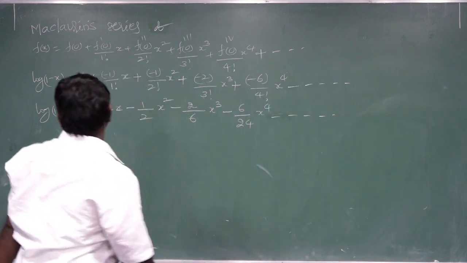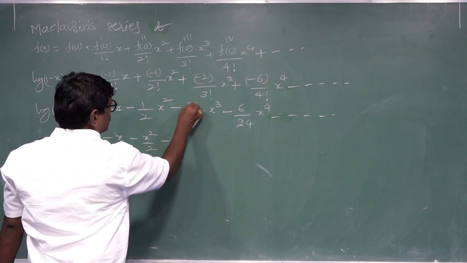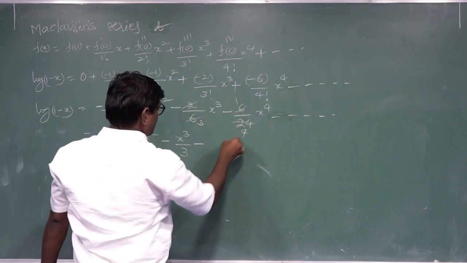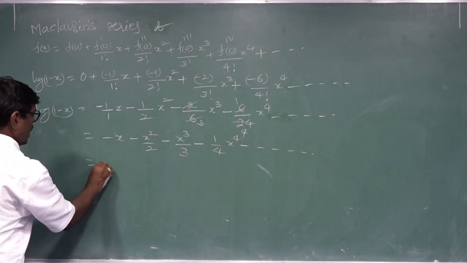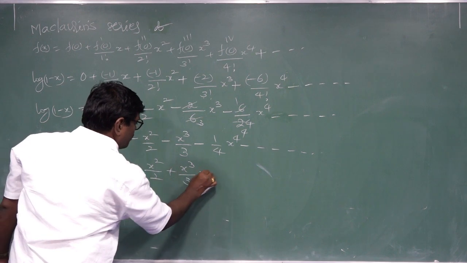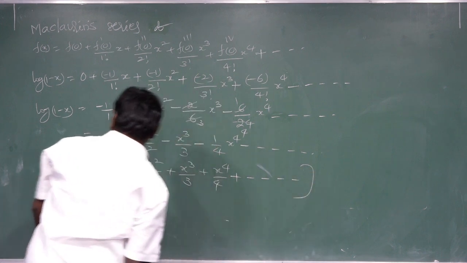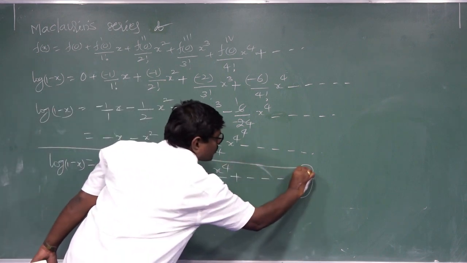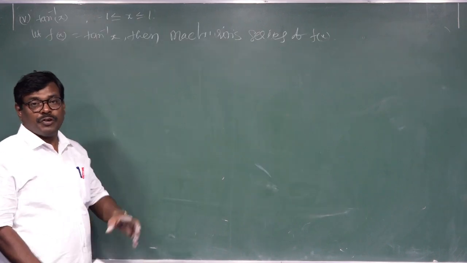This gives -x²/2 - x³/3 - x⁴/4 and so on. Taking the minus common, log(1 - x) = -(x + x²/2 + x³/3 + x⁴/4 + ...). This is the expansion of log(1 - x).